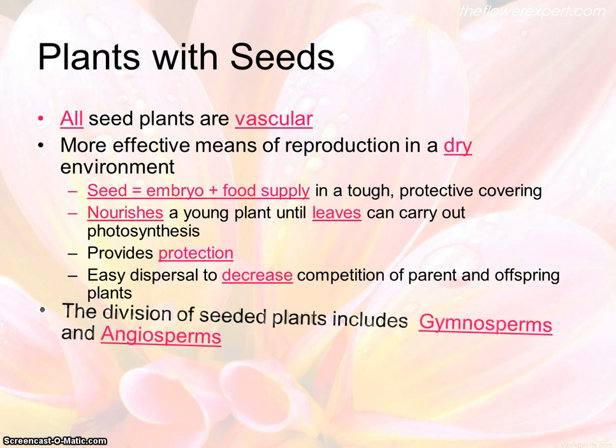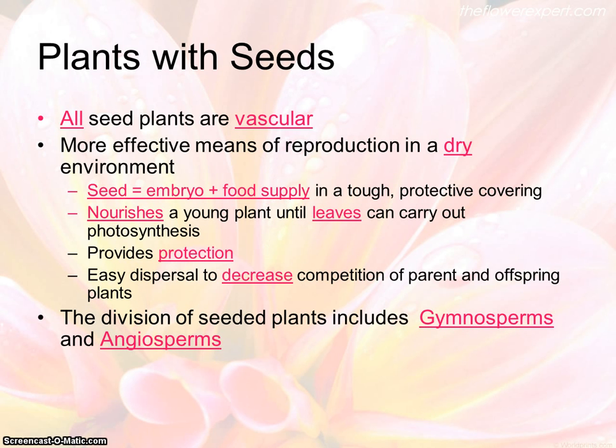Seeds are easily dispersed. The reason seeds need to be dispersed is that it decreases the competition between the parent plant that produces those seeds and the offspring. For example, an apple tree. Inside the apples are the seeds. If the seeds were to try to grow where they fell from the apple tree, that would increase competition for water, nutrients, and sunlight in that area. So how seeds get dispersed, which we'll look at later, is very important because it helps reduce that competition and allows these plants that produce seeds to thrive.